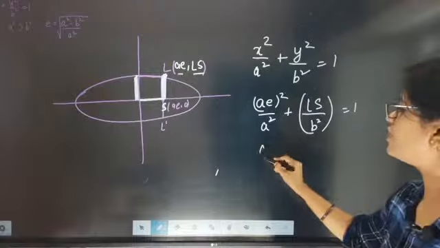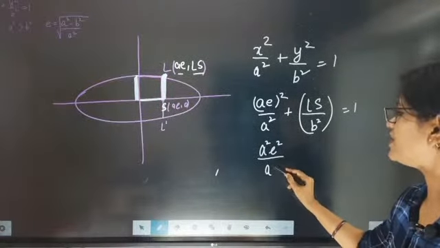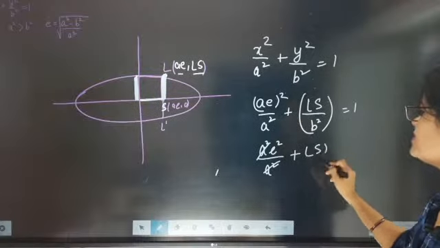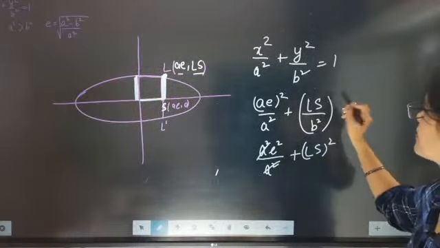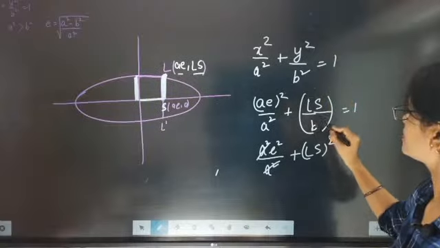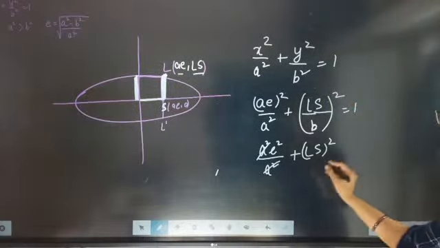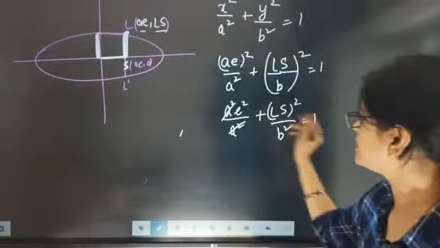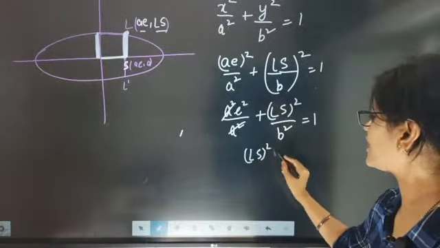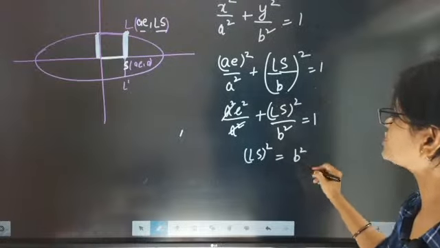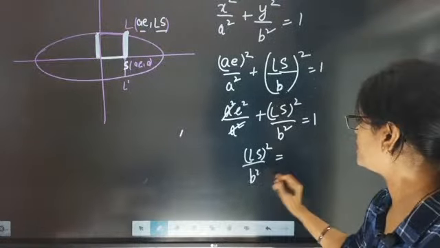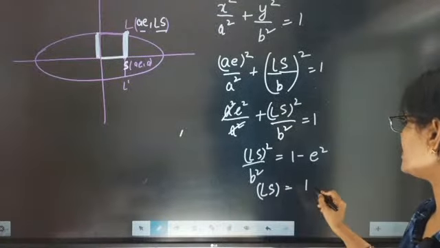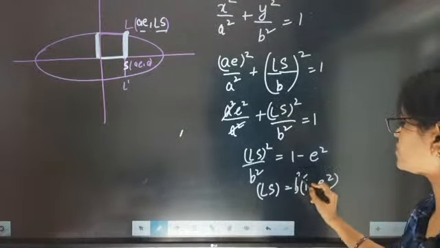So now here it is going to be a square e square by a square, so this is getting cancelled. Then LS whole square by b square equal to 1 minus e square. First shift this one to that side. So LS whole square equal to b square, and I am going to write b square down. It is coming as 1 minus e square into b square, equals LS square.